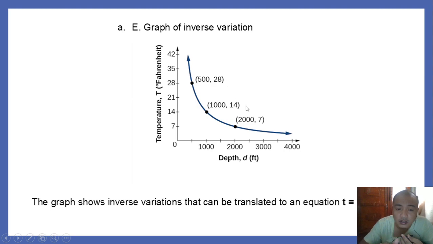So this graph shows inverse variation that can be translated to an equation. T, temperature, varies inversely as the depth. So T is equal to K over D. That's the equation of the variation. So if you want to solve for K, just multiply T and D.